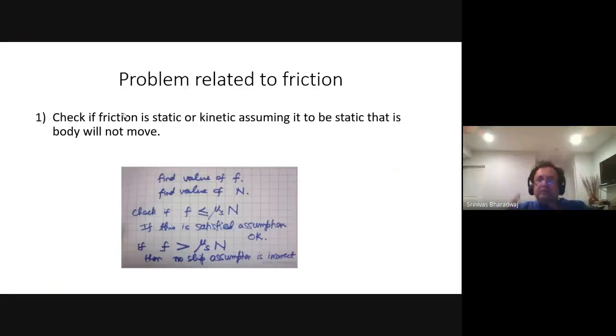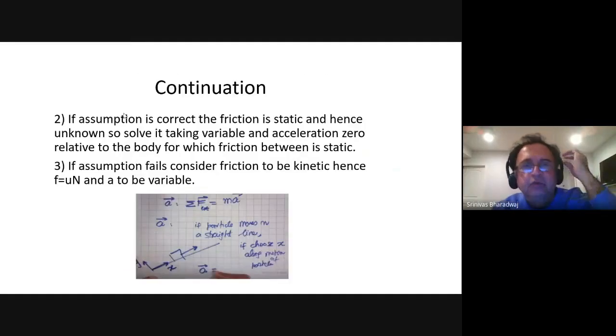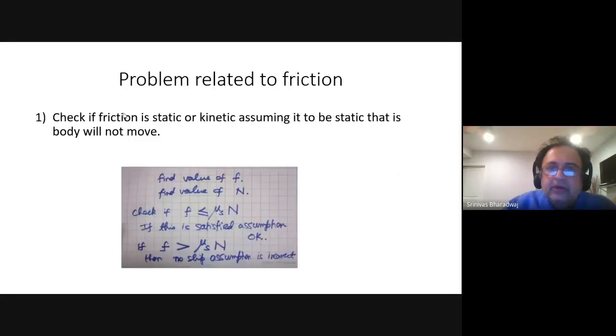Okay, so we then discussed this idea of the free body diagram last time. You draw all these free body diagrams, and then you solve them and get the answer. So, if the assumption is correct, the friction is static. First question you ask: is the body moving or not moving? If it is not moving, it is static friction. If it is moving, it is dynamic friction.